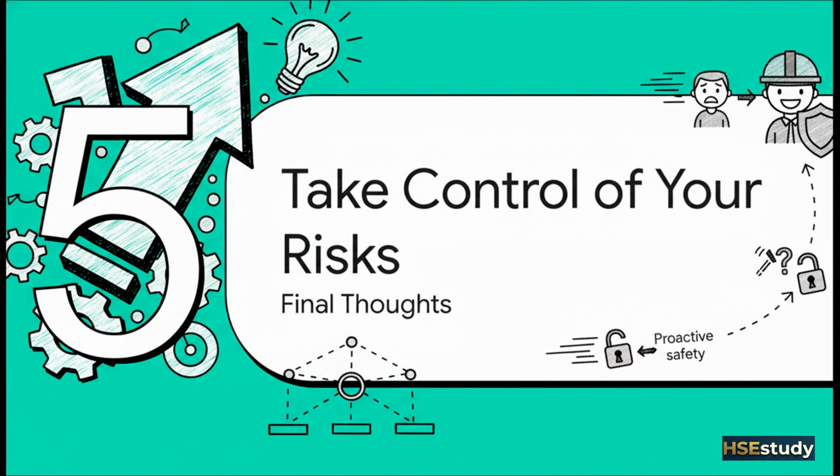So, what's the big takeaway from all this? The real power of the Bowtie method is that it completely shifts your perspective. It moves you from being reactive to being deeply proactive, and it gives you a clear, strategic map of how you control your biggest risks.